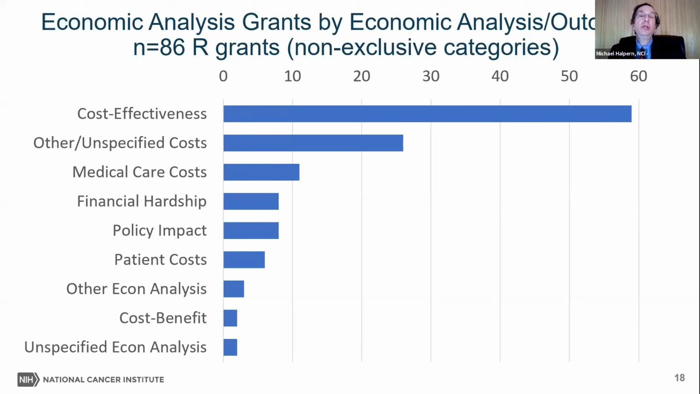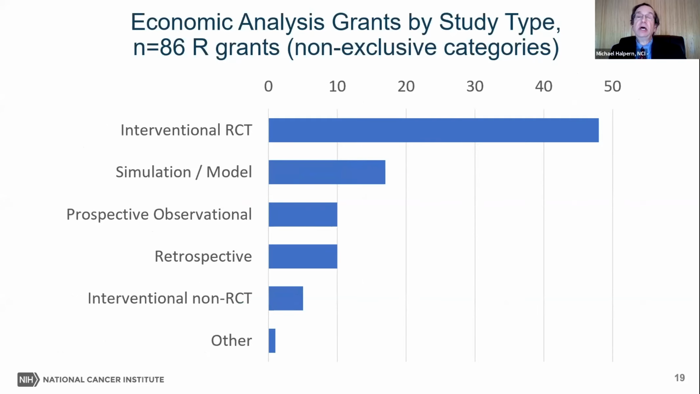A smaller number of grants actually specified that they would be looking at medical care costs or patient costs. Fewer grants included specifications that they were going to examine financial hardship, policy impacts, or other kinds of financial outcomes. Looking at the study type, most of the grants were interventional randomized controlled trials, RCTs. Fewer were simulations or models, prospective observational studies that didn't involve interventions, retrospective or other types of interventions.